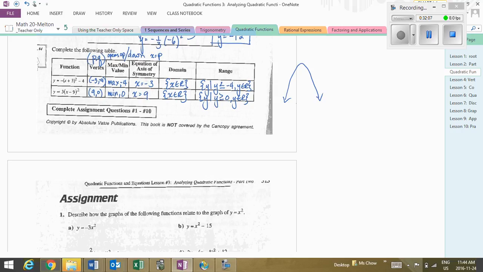Domain again is x is an element of the reals, and the range is the set of y values such that y is greater than or equal to our q value again, which is 0, and y is an element of the reals. So please take a look at your homework assignment and let me know if there are questions.